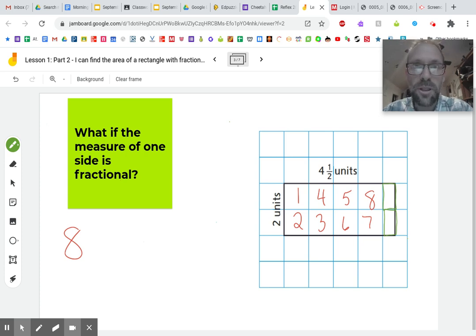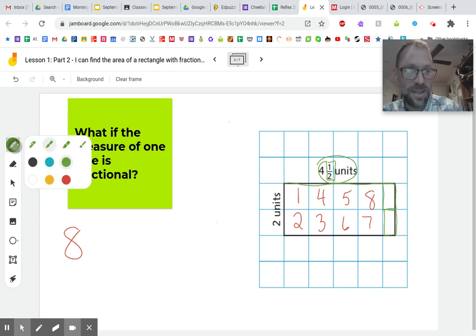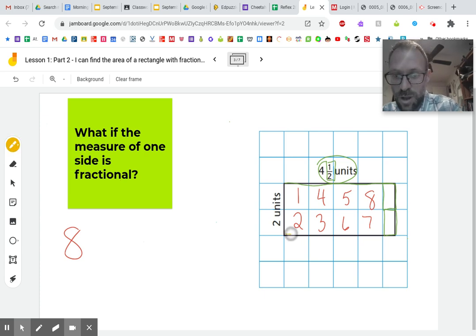And so where we want to look to find out how much of the rectangle that could be is here in the measurement of the length. So the length goes from this side of the rectangle to that side. And it says that that length is 4 1/2 units. So let's count up the 4 units first. Are you ready? Let's see here. There's 1 unit of length, and there's another, okay? And there's another, and there's another.